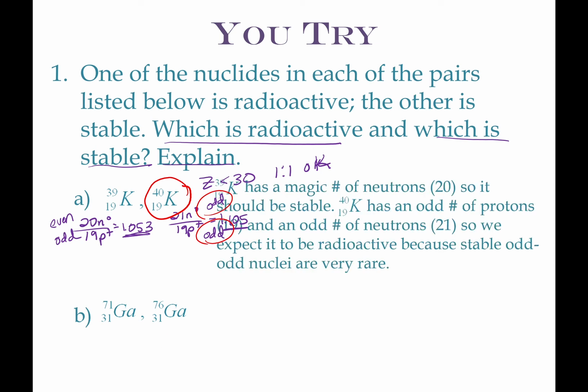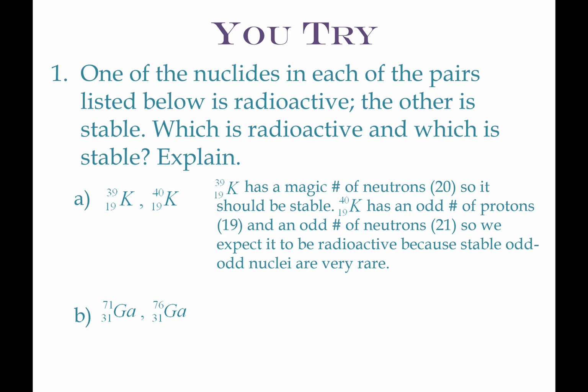And I'll erase the writing there. So also, if we looked, potassium 39 has a magic number of neutrons, which is 20, so it should be stable. So this one should be stable for more reasons than it just having an even odd combination, because even odd can go the other way. But since this isotope has odd odd, it's going to be unstable. So this is going to be radioactive.